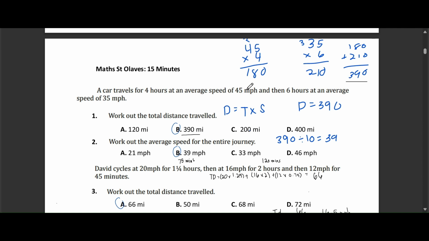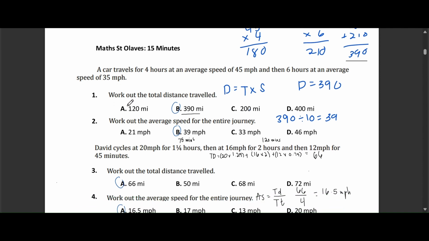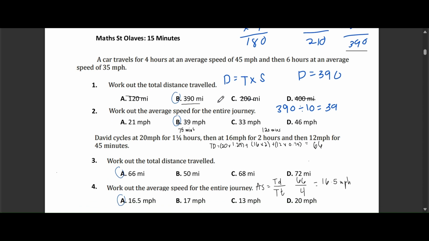So we know option A is too low, option C underestimates the journey, and option D overestimates the total. So the correct answer is B, 390 miles.